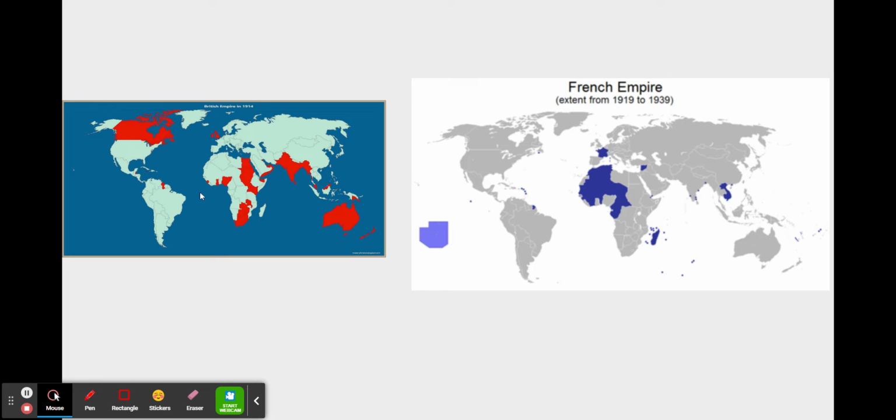Here on the left, we see the vast British Empire in 1914. Again, that's the start of World War I, 1914. And on the right, we see the French Empire, also a very vast realm.